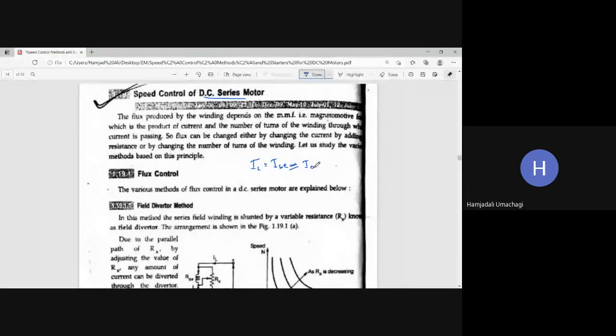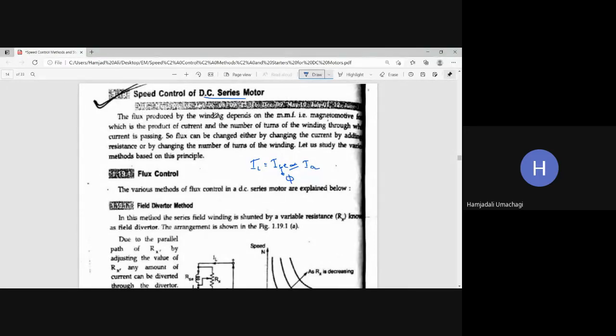direction. So load current equals series field current, which equals armature current, and this ISC gives us the flux. If IA is equal to ISC, then I can also say that armature current is also going to give us the flux in this case. Okay, now let us see the explanation here.